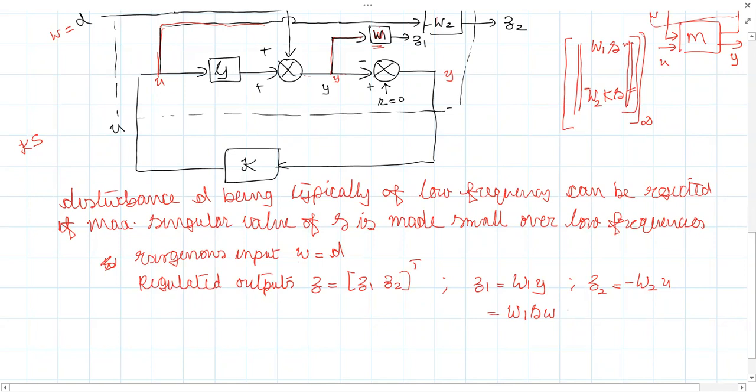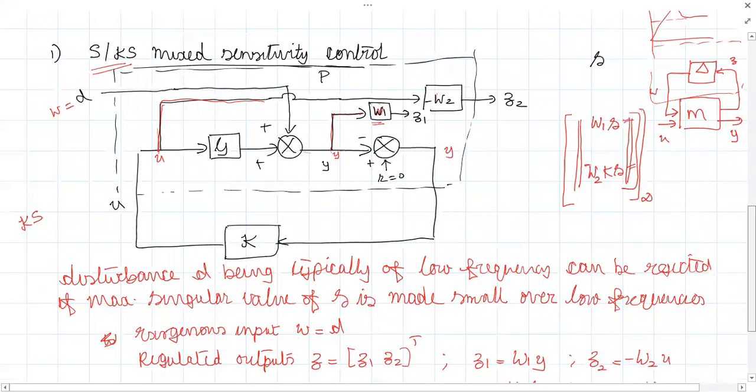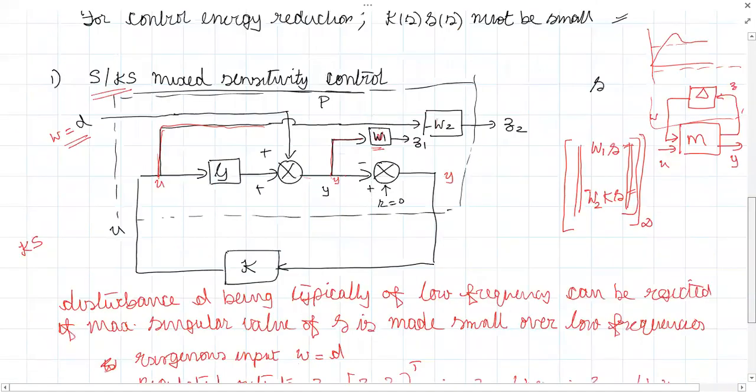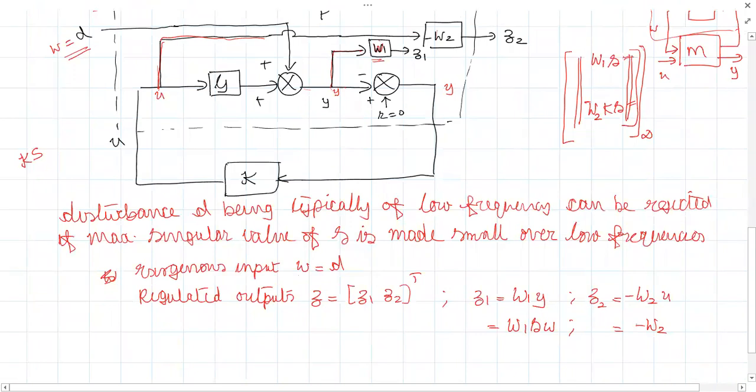Similarly, what will be Z2? Minus W2 into U. What is U from here? U of s will be K of s, S of s into minus D of s. So instead of U, I can write minus K S of s into W. So this becomes W2 into K into S into W.